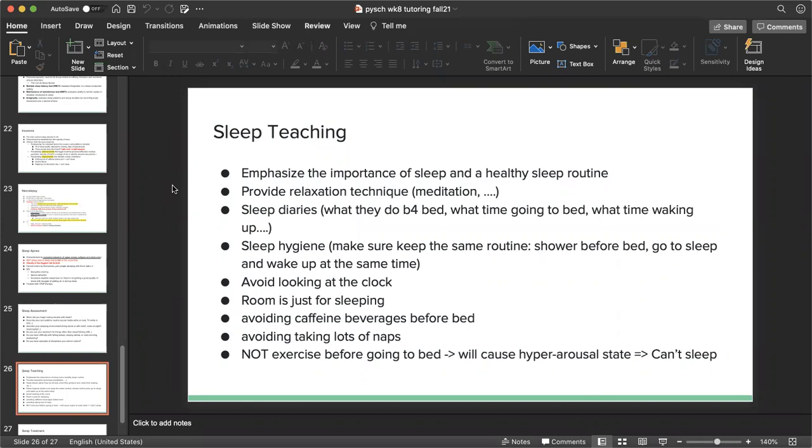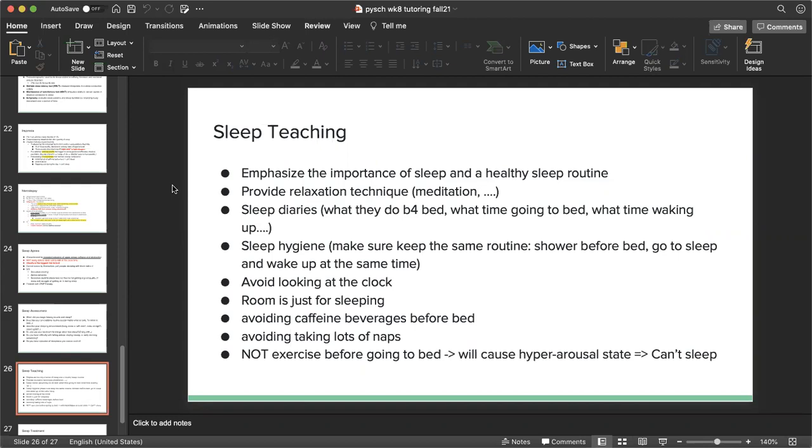So some things we can teach for sleep: emphasize the importance of sleep and a healthy sleep routine, because remember, it impacts your quality of life. You can provide relaxation techniques like meditation or yoga for relaxation. They can do sleep diaries: what they do before bed, what time they go to bed, what time they wake up. Sleep hygiene: make sure to keep the same routine, shower before bed, and then go to sleep and wake up at the same time to start creating that routine.